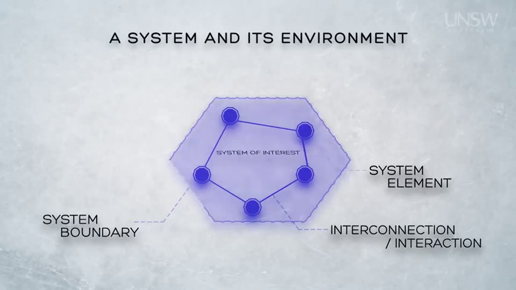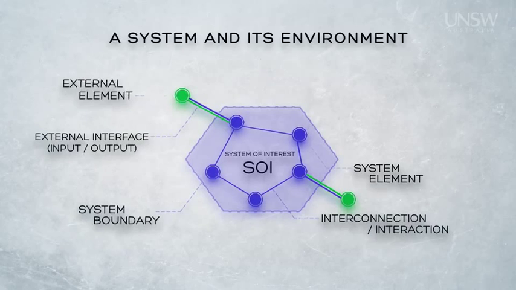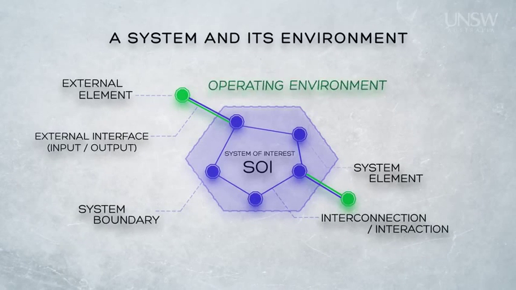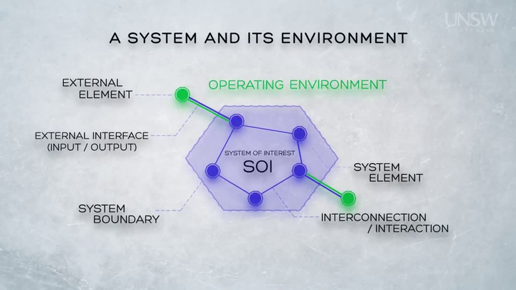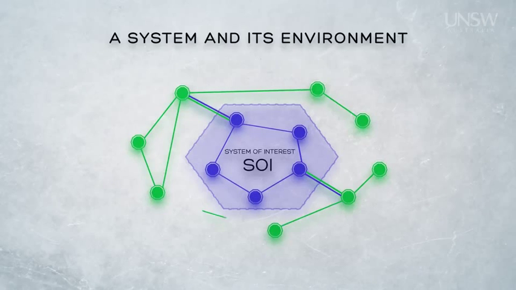Now, returning to our simple diagram of a system. Since we're interested in engineering physical systems that are open, our system of interest must accommodate external interfaces, that is, inputs and outputs, across the system boundary, connected then to external elements that exist in an external operating environment or perhaps a related system. To extend even further, sometimes we need to be aware of an even wider context.